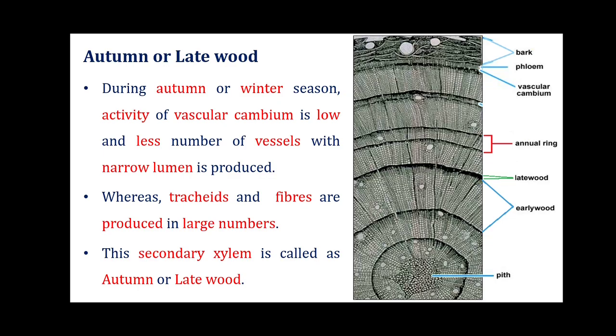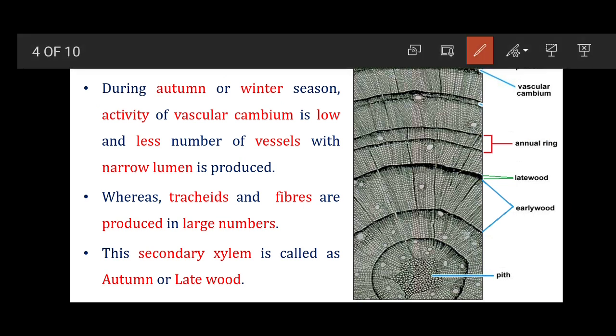In this image you can see the various labels. Here this darker region is nothing but the late wood, or you can say autumn wood, and this broad region where you can see a wide lumen is nothing but the spring or early wood. And both of these, early and late, constitute one annual ring. Here you can see it in the label itself.